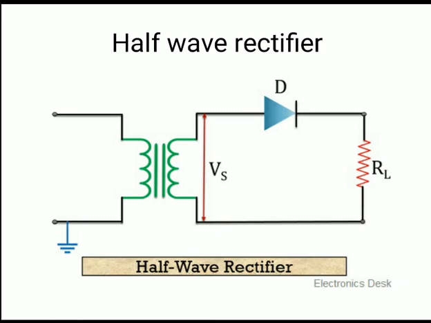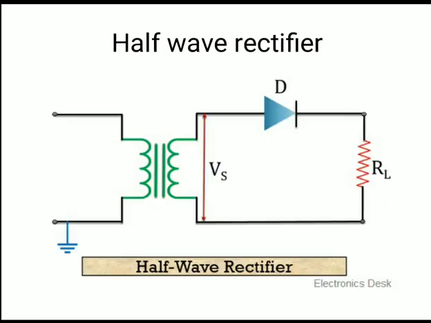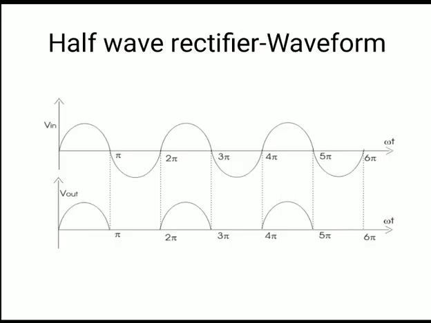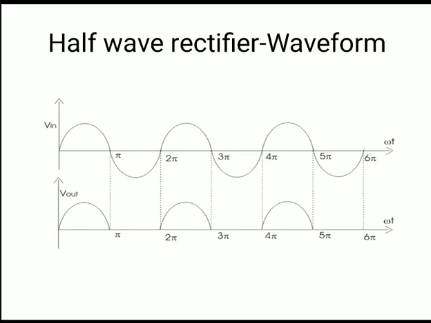So for the positive half cycle, from 0 to pi, we will get the current, because the diode is in forward bias. But after the first half cycle, from pi to 2 pi, we get the negative half cycle. In that period the diode D is in reverse bias, and it doesn't allow the flow of current. So the load RL doesn't get any current from pi to 2 pi.